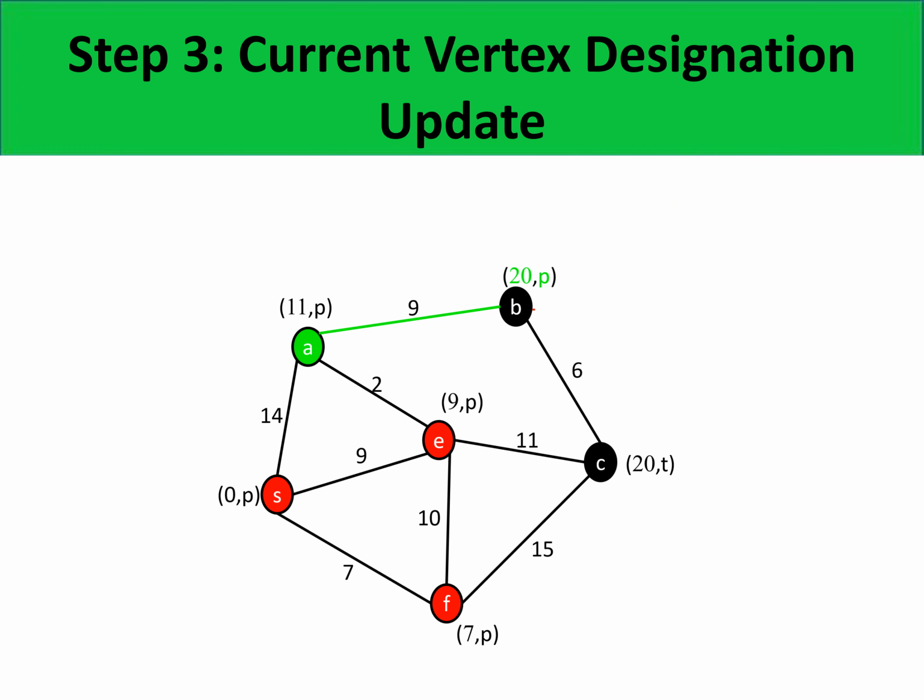Since the status label of B is changed from temporary to permanent, this means that the vertex B will be our new current vertex. Since vertex B is our new current vertex, we change its color to green, and the color of vertex A will be changed to red, which means that A cannot become a current vertex in the succeeding steps.